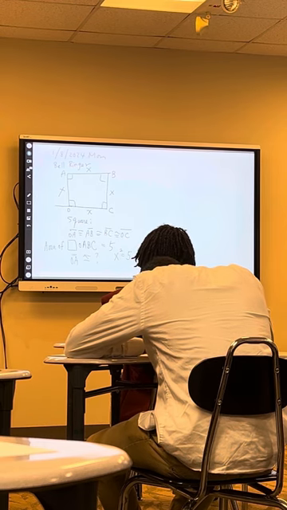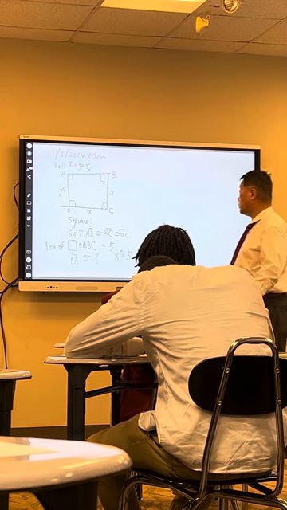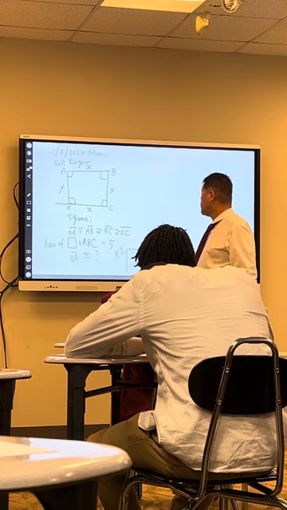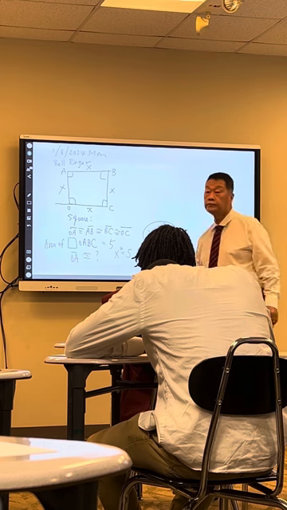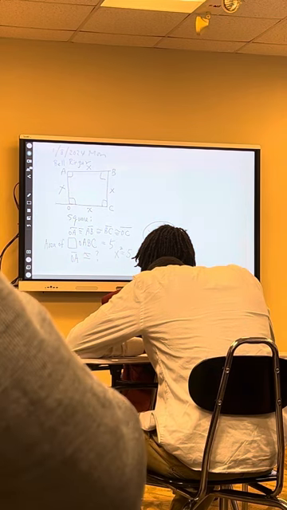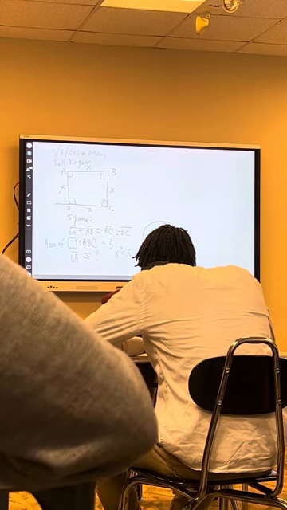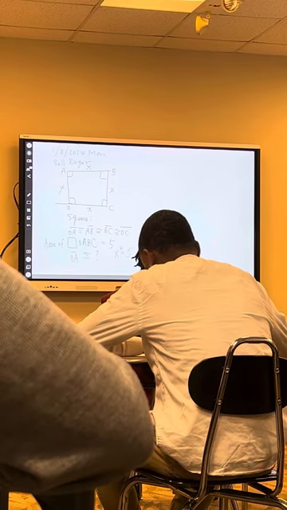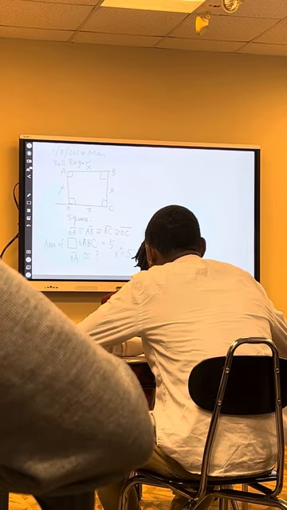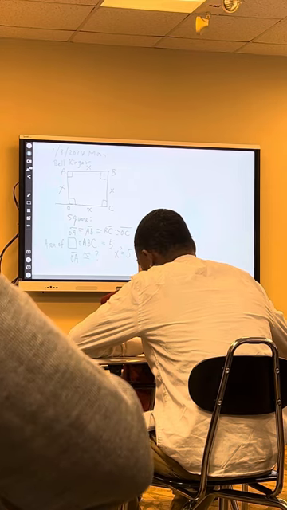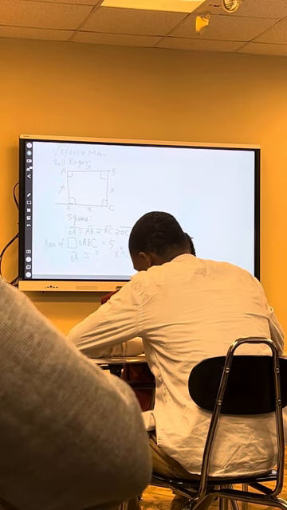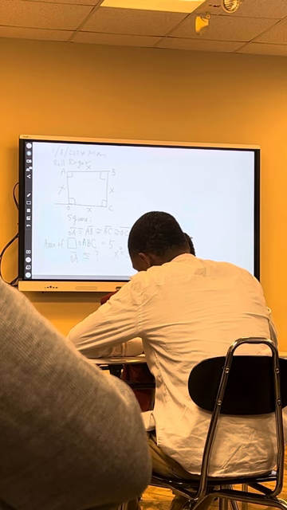2 point something. Yeah, what is the exact expression for the number? I don't know. Root 5. So about 2 point... I think 2.25. But when you answer this question on the bell ringer, you have to do radical numbers. Okay. Any questions so far?